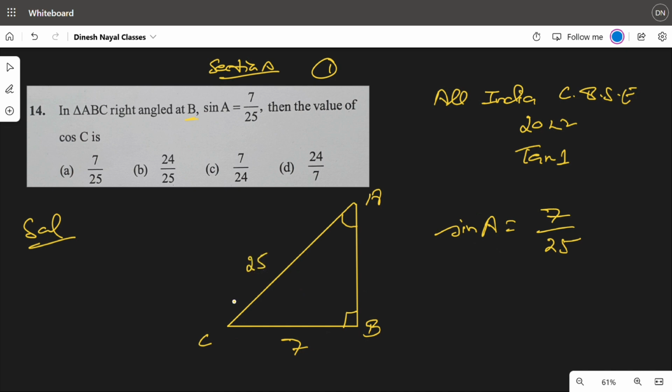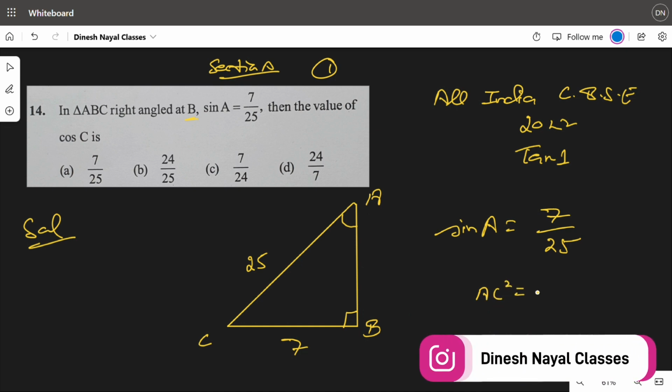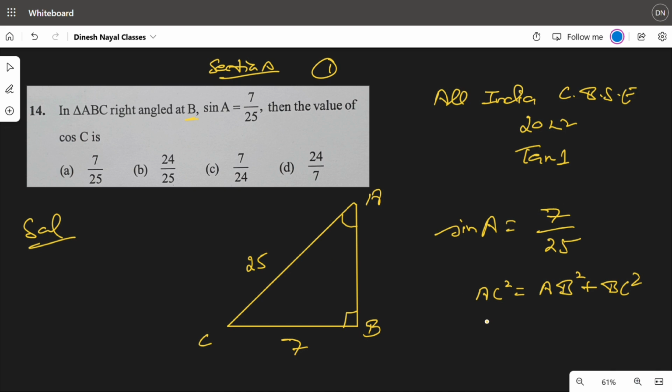Okay. So now by using the Pythagoras theorem, we can calculate this AB. We know that in the Pythagoras theorem, hypotenuse square, that is AC square, equals the sum of the squares of the other two sides, that is AB square plus BC square. Now what will be AC square? AC square is 25 square, that equals AB square, that's what we have to find, plus BC square is 7 square.